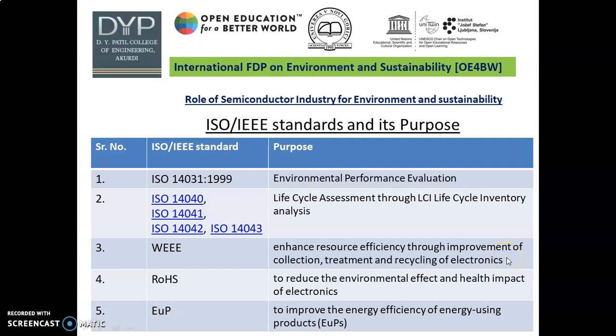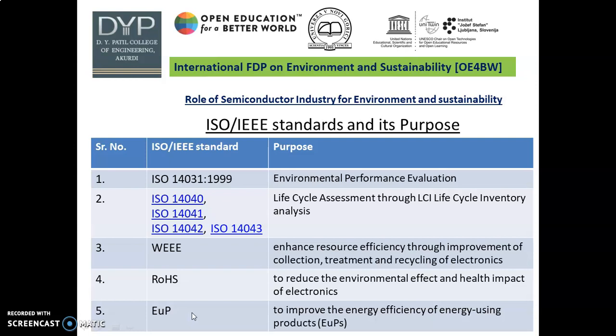The restriction of hazardous substances, that is RoHS, is used to reduce the environmental effect and health impact of electronics. The primary purpose of this RoHS legislation is to make electronic manufacturing safer at every stage of an electronic device's life.